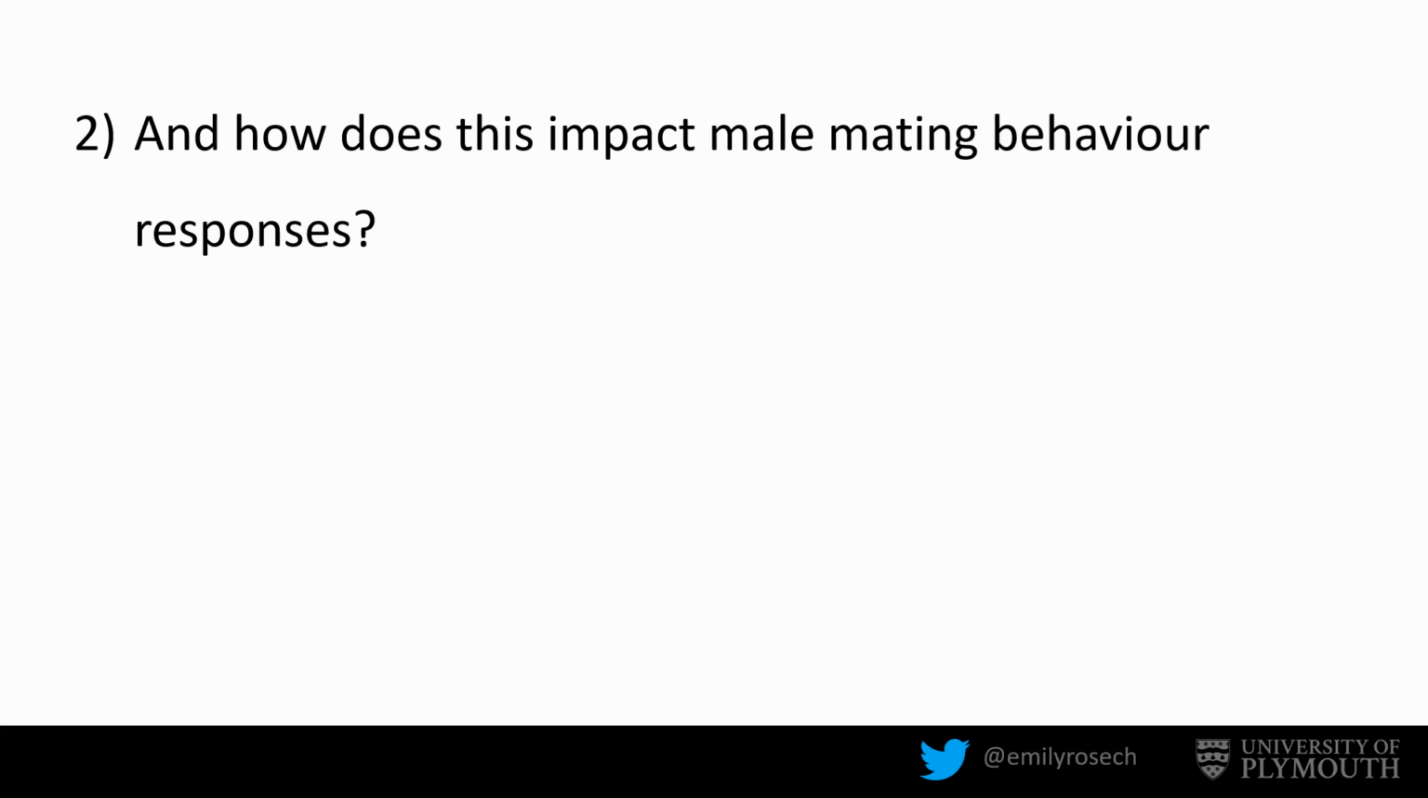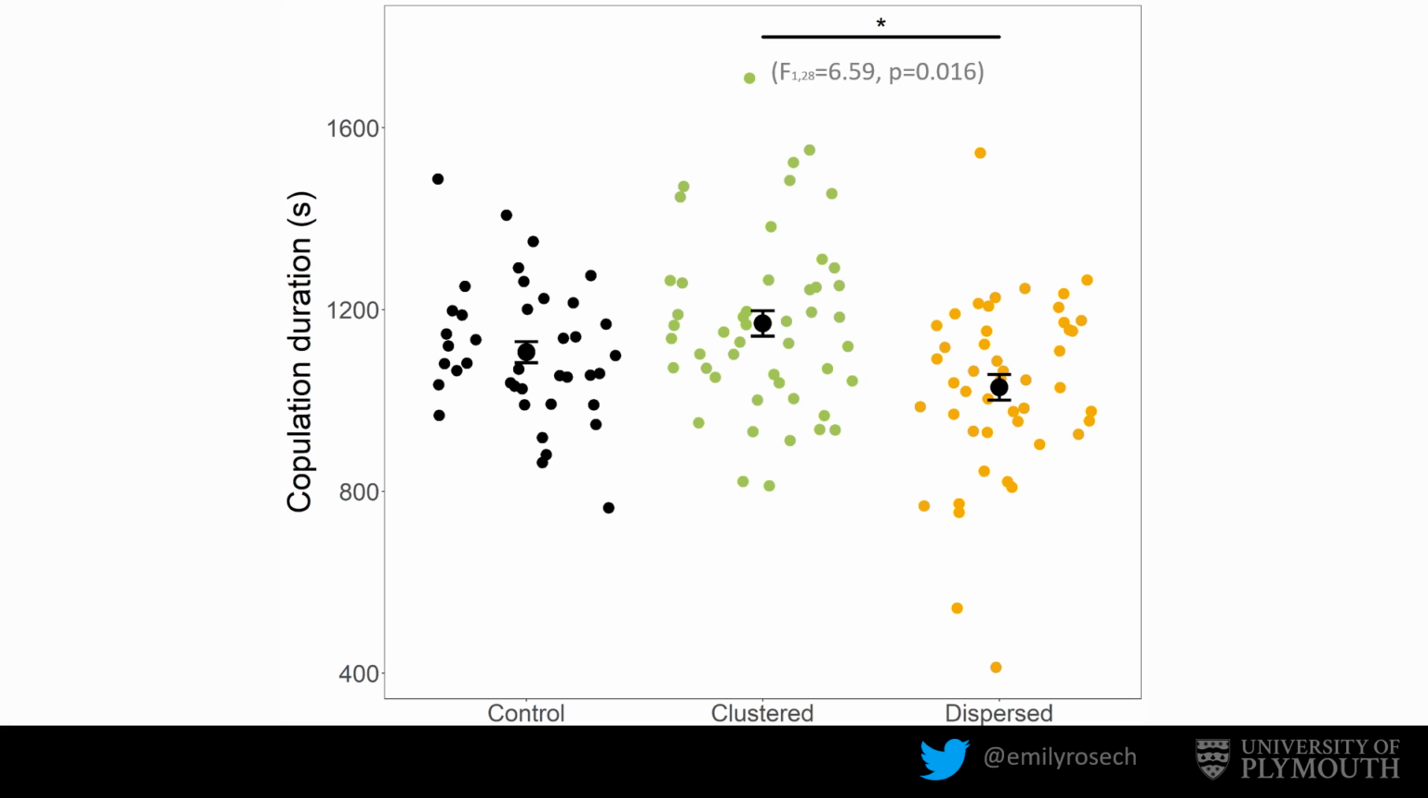But now on to the second question. How does this then impact responses in male mating behaviours? We found that mating duration was longer in males on clustered food treatments in closer proximity to rivals when compared to those further from rivals on dispersed food patches.